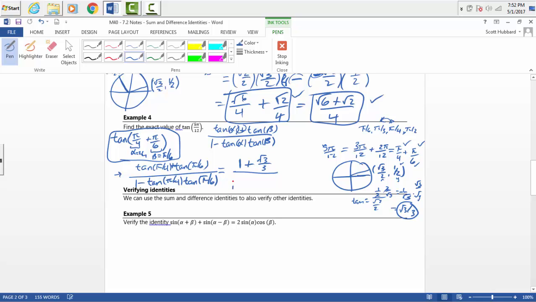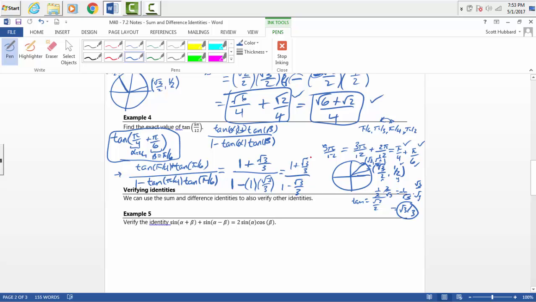All right, and then this is going to become 1 minus, again, tangent of pi over 4 is 1. The reason tangent of pi over 4 is 1 is that at pi over 4 the x and y are the same. So root 2 over 2 divided by root 2 over 2 is going to be 1. So you get minus 1 times tangent of pi over 6, which we also already said was root 3 over 3. And so this gives me 1 plus root 3 over 3, over 1 minus root 3 over 3.